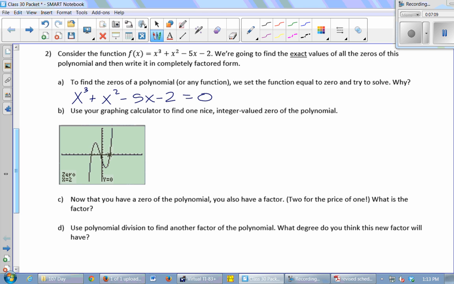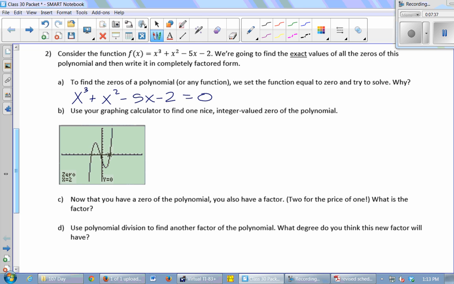Why? Zeros are like x-intercepts. So basically I've made the y a 0, solving for the x. What x's will make the function 0? That's why they're called zeros. Okay, so what I need to be able to do to solve this equation is factor it, right?